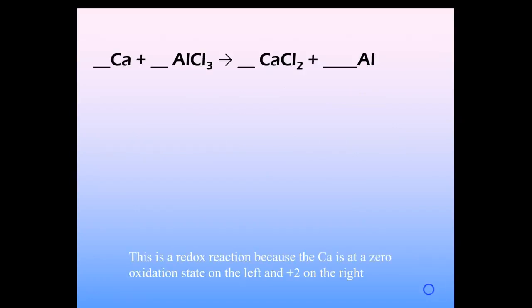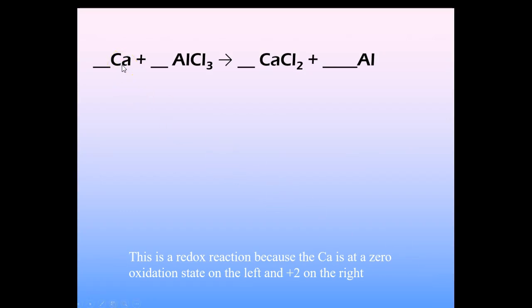So let's start. This first reaction between calcium and aluminum chloride, you'll see, for instance, if you heat solid calcium with solid aluminum chloride, and of course water has to be kept away from it, you'll get calcium chloride and aluminum metal. Now let's look at the type. This is a redox reaction.